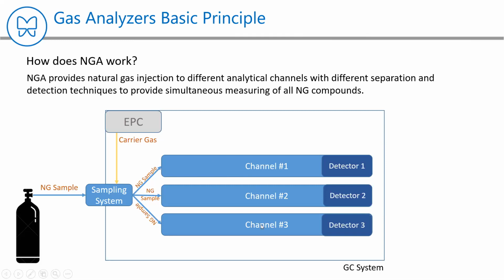We can have different channels, and the inside part of each channel can be different. So again, let me repeat that we inject the same natural gas sample to 2 different channels. We don't apply any pre-filtering or pre-separation before the GC. So this is our GC here around, and we inject the same sample to different channels.